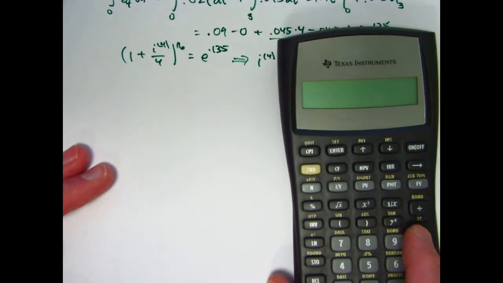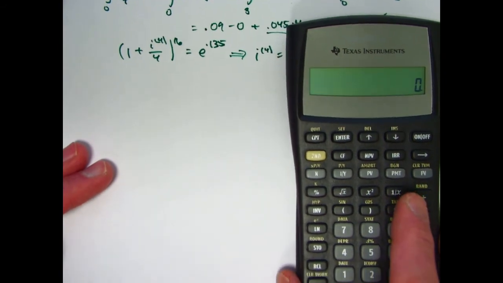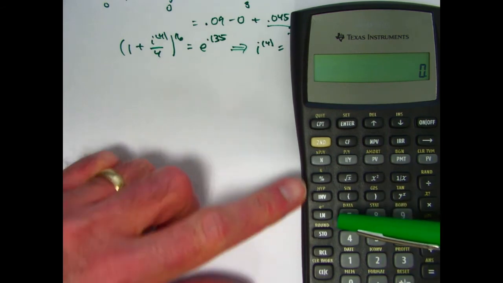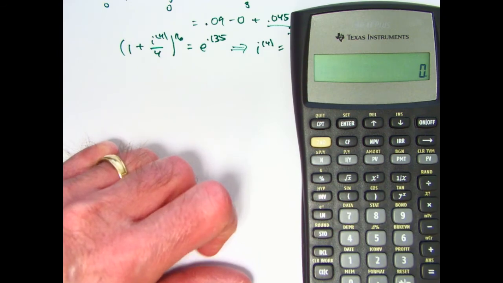Watch carefully what I do. This is something that I haven't done before. I'm going to use e. The e to the x function is above ln. I've got to use the second button and then press ln to evaluate e to the x.